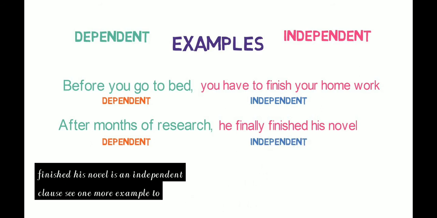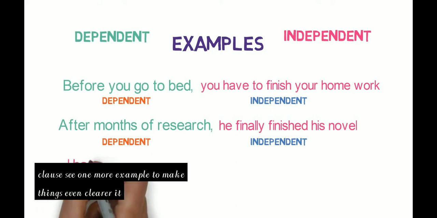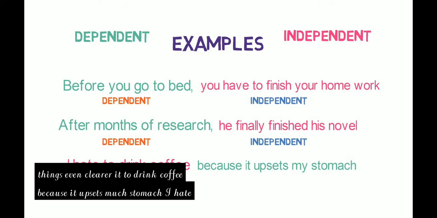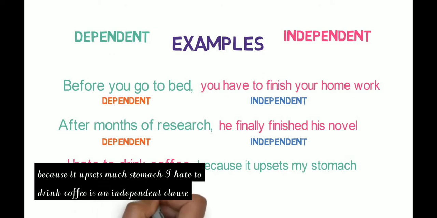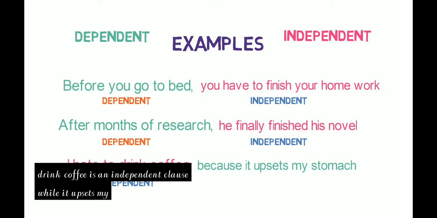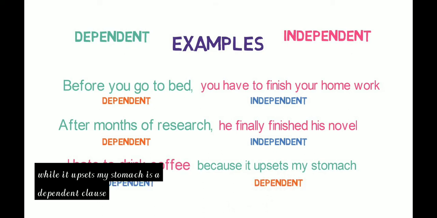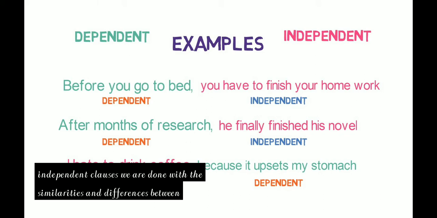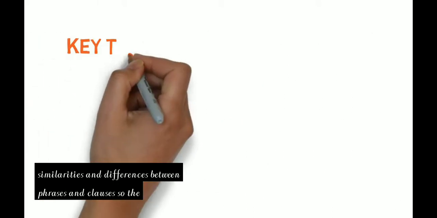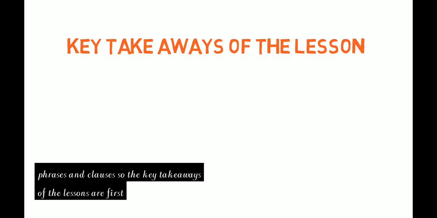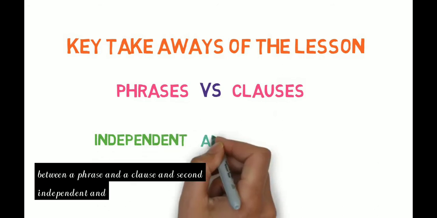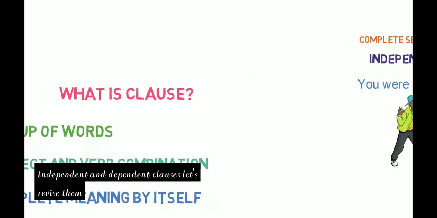Let's see one more example to make things even clearer. I hate to drink coffee because it upsets my stomach. Here, I hate to drink coffee is an independent clause, while it upsets my stomach is a dependent clause. Now, I think you are clear with dependent and independent clauses. So we are done with the similarities and differences between phrases and clauses. The key takeaways of the lesson are: first, the difference between a phrase and a clause, and second, independent and dependent clauses. Let's revise them.